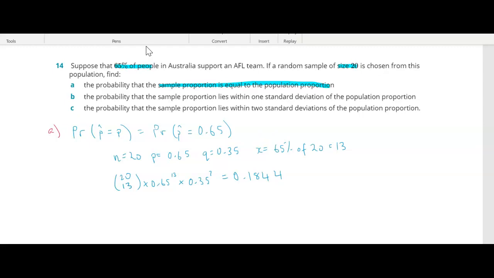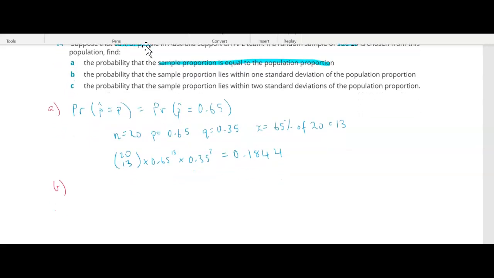All right, so for question B, the probability that the sample proportion lies within 1 standard deviation of the population proportion. So we need to find the standard deviation first.